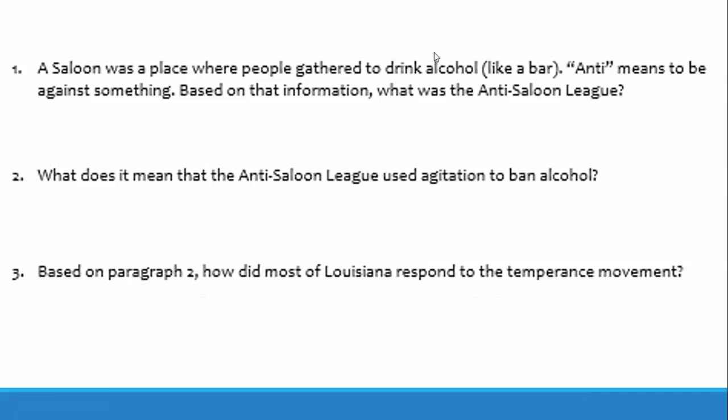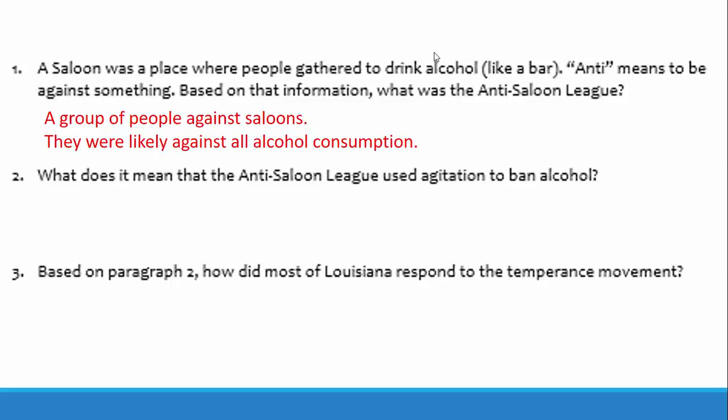So a saloon was a place where people gathered to drink alcohol, like a bar, and anti means to be against something. Based on that information, what was the Anti-Saloon League? An Anti-Saloon League is a group of people against saloons. They were likely against all alcohol consumption. So if you're against a saloon or a bar, you're going to be against people going there to drink. If you're against people going places to drink, you're probably against drinking.